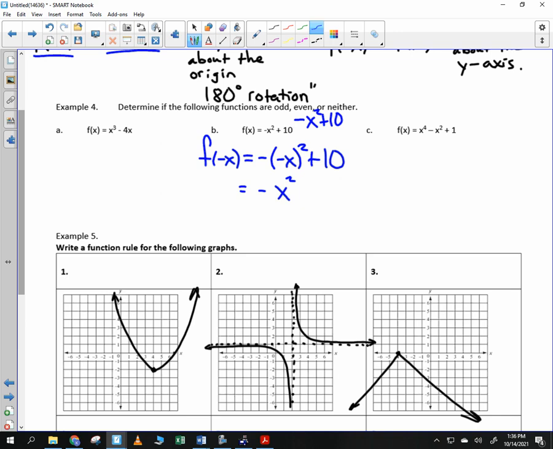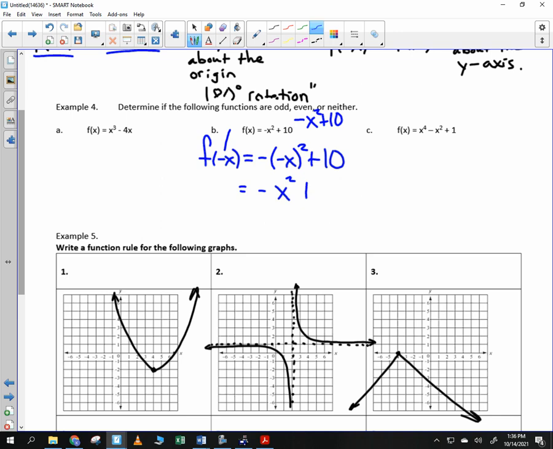Why is there a negative out front? Because of this negative right here. Because I'm plugging in a negative x. So this negative x is going in for that x. So you have negative x squared. That was a point of confusion. Is everybody okay? All right, here we go.